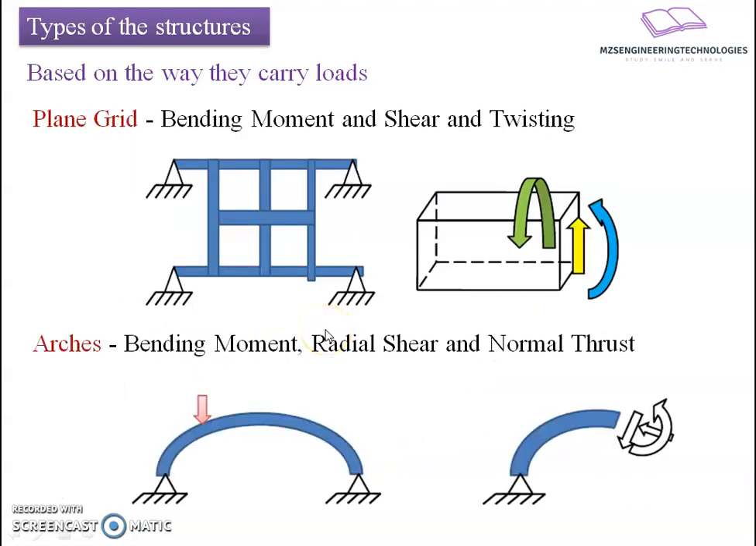When we talk about the plane grid, we consider that the plane grid is subject to bending moment, shear, and twisting also. So here the members may be subjected to bending based on the geometry. It may have twisting action along the planar geometry. In the case of an arch, we consider that it is predominantly subjected to bending moment, radial shear, and normal thrust across the cross section. We consider that as a thin line element having an arch profile.